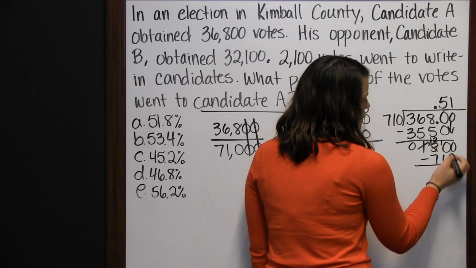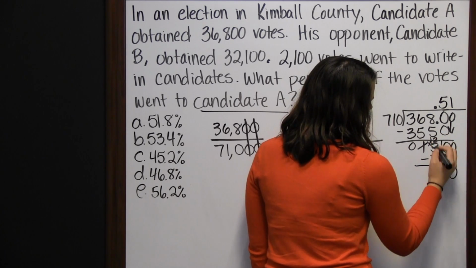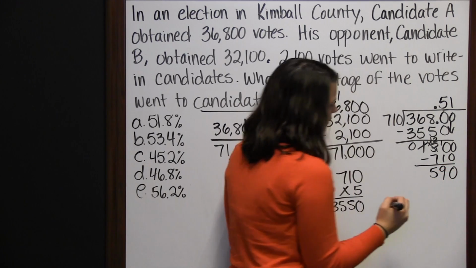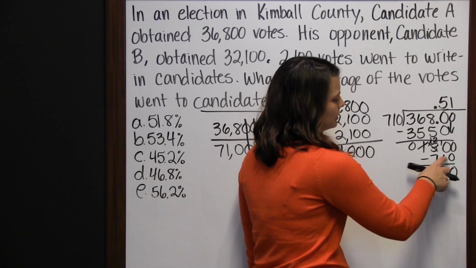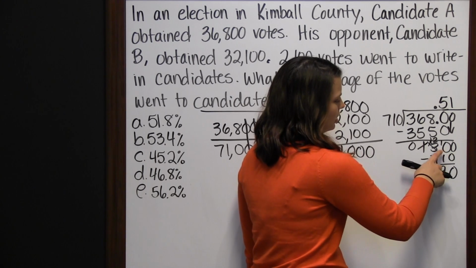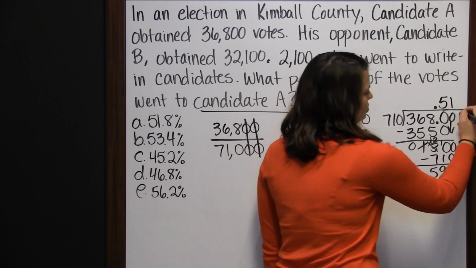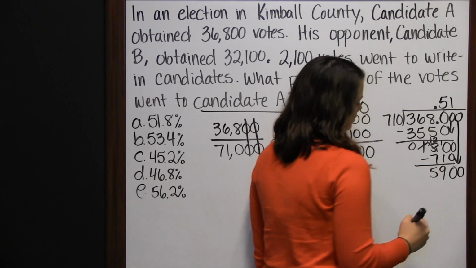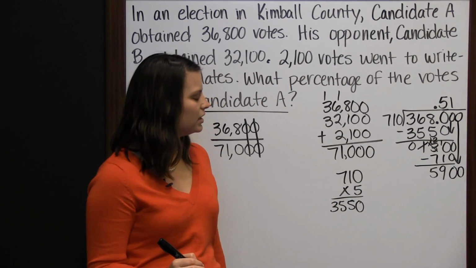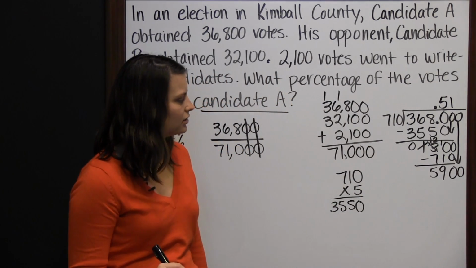And we don't need to borrow, that's 0. So 10 minus 1 is 9. And 12 minus 7 is 5, 590. Which makes sense. If you add 90 back to 710, you get 800. And if you add 500 to 800, you get the 1300. So we need to add another 0 and bring it down. So now we need to know how many times 710 goes into 5,900.